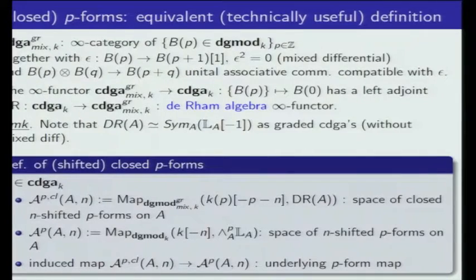So its underlying CDGA is really the derived de Rham algebra. And then you can define in an equivalent way closed p-forms as a map in the model category of graded and mixed dg modules from k(p), with this strange shift, where k(p) means k in weight p, and the shift is minus p minus n, the usual homological shift, to this derived de Rham algebra. While for forms, you take the k in degree n, and you map it to the wedge p of the cotangent complex. And from this definition, you see that there is an induced map, and this is the underlying p-form map that we saw in the previous slides.